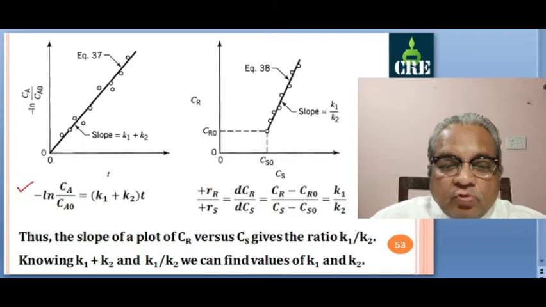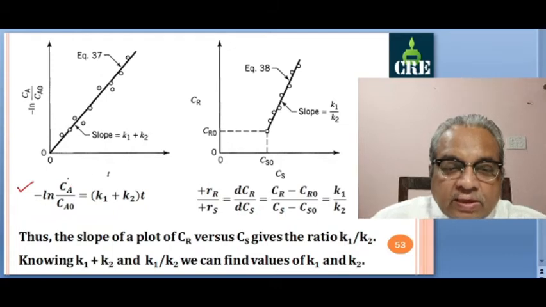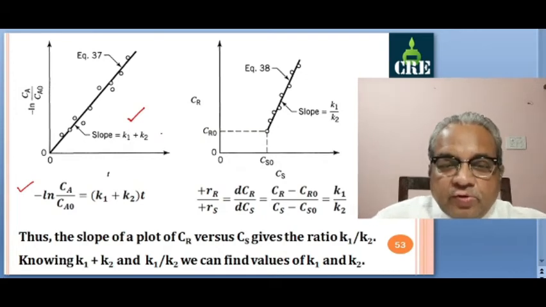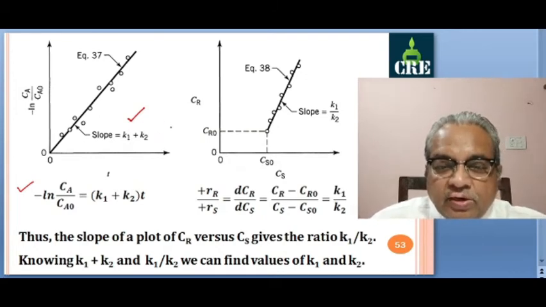So if you have concentration-time data, you will plot minus ln of Ca by Ca0 on the y-axis as a function of time, and this is y is equal to mx form, a line passing through the origin. You draw the best fit line, and y is equal to mx form. What is m? Slope. Slope is K1 plus K2. So from this plot you get the information of K1 plus K2, but we want both K1 and K2.